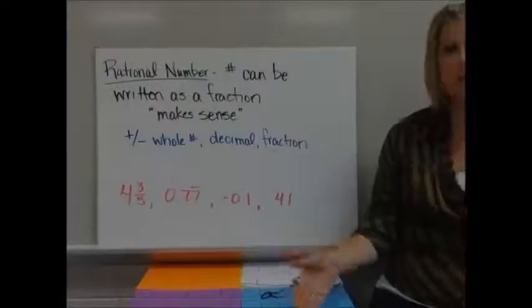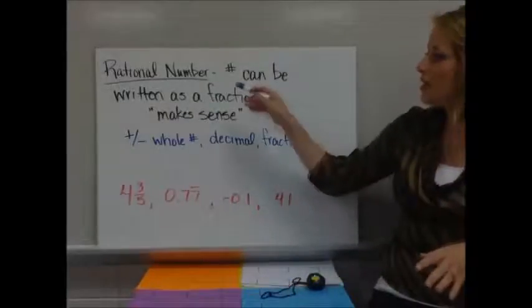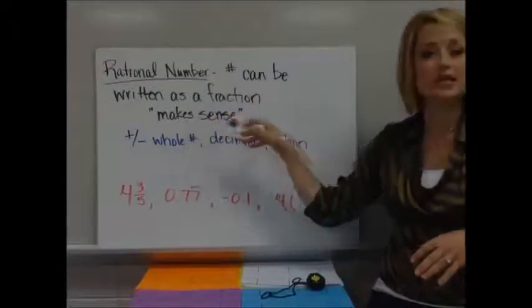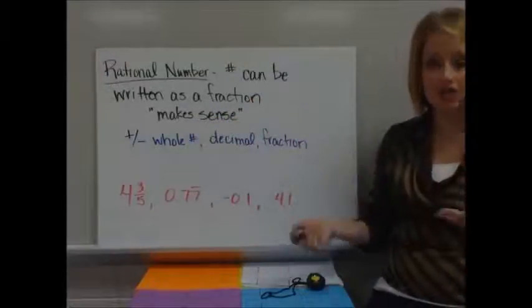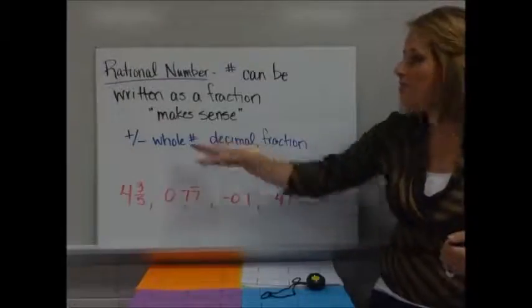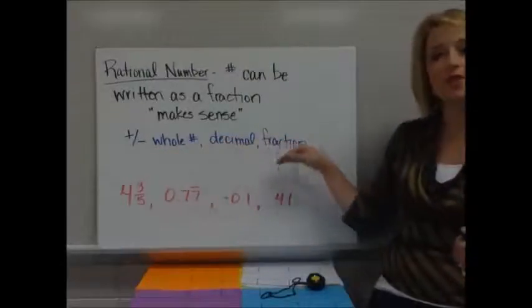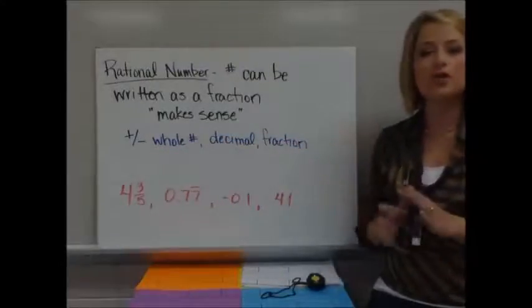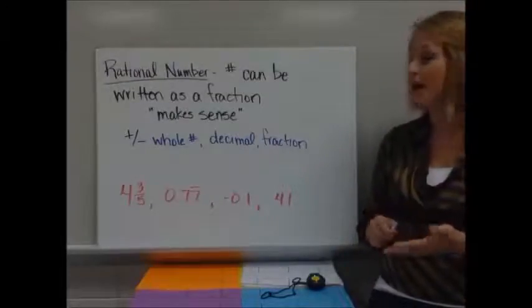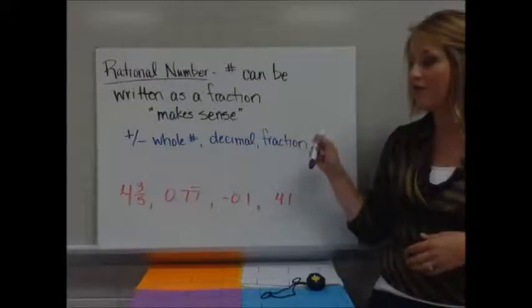Rational number, that was a word that I just used that you might be thinking, ooh, don't know what that means. Well, it's really just a number that can be written as a fraction. It's a number that makes sense. If I ask you to think rationally, I'm wanting you to think in a manner that makes sense. So this is pretty much just a positive or negative whole number, a decimal, or a fraction. This whole unit over number system is dealing with rational numbers, being able to add, subtract, multiply, and divide positive or negative whole numbers, decimals, and fractions.